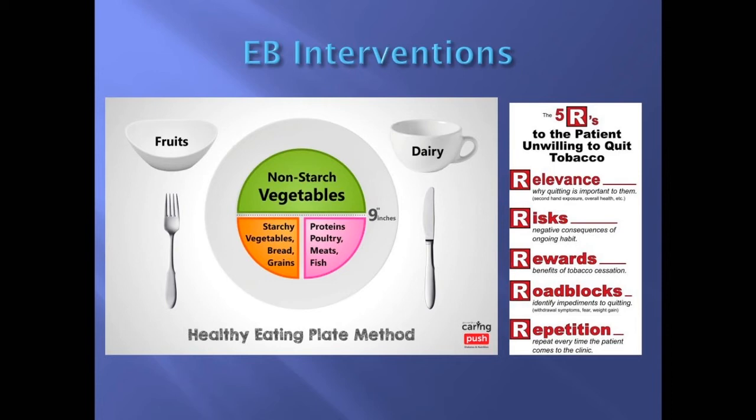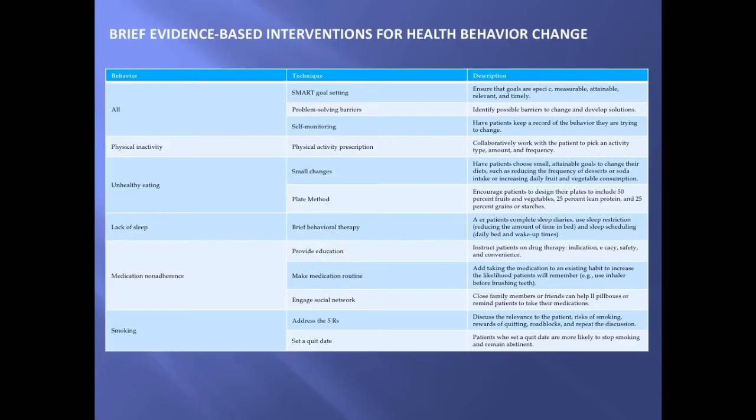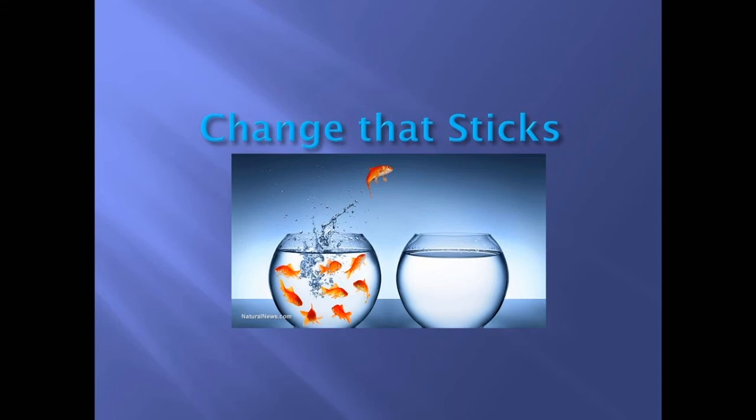There's the 5 R's that we talked about for quitting tobacco. There's a complete list in case you want it and want to refer to it after this is over. Okay, so how do we get change that sticks? I mentioned that lots of theories, the social psychology, but let's get to the nitty-gritty. What are the things you can do in the 5-10 minutes you have with your patients to help them make change, to help them set themselves up for success?